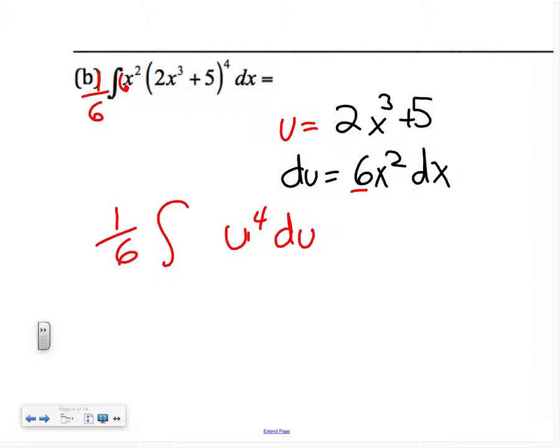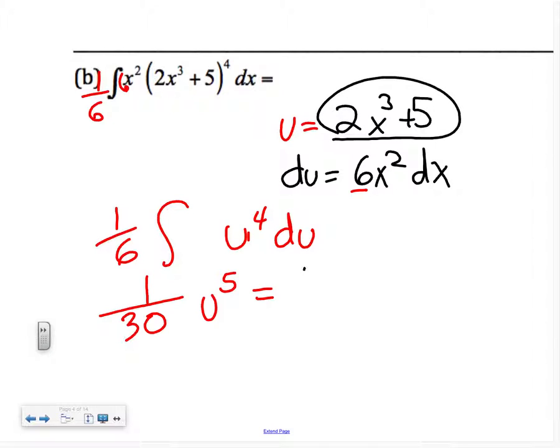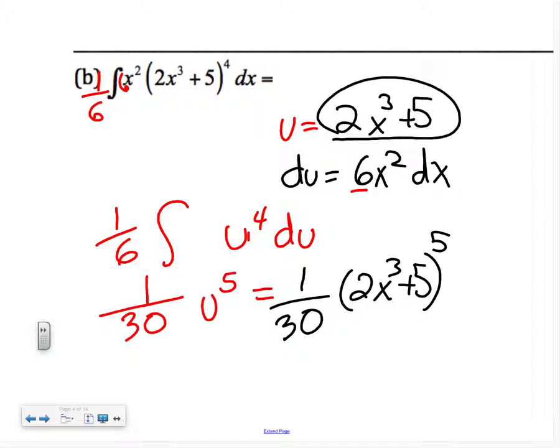Now we integrate. So the integral of u to the 4th is 1/5 u to the 5th. So I am going to get 1 over 6 times 5, which is 30, u to the 5th. But u is not u. u is 2x cubed plus 5. So I get 1 over 30 times 2x cubed plus 5 raised to the 5th power plus, of course, c. Okay? So again, nothing new here, just reviewing integration by substitution. You're going to see that a lot this year. We'll be able to do it because we're going to start throwing in some funky integrals. But today is just straight review.